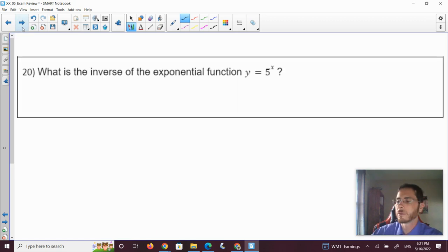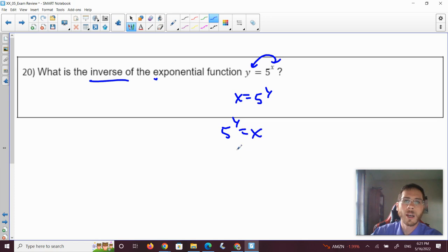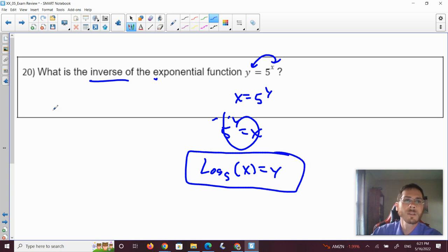Number 20, what's the inverse of the exponential function y equals 5 to the x power? So again, we're going inverse. So for inverse, we swap the x and the y. X equals 5 to the yth power. We'll put 5 to the y on the other side. That way we can just use the snail. Log base 5 of x equals y. That's it. Done.